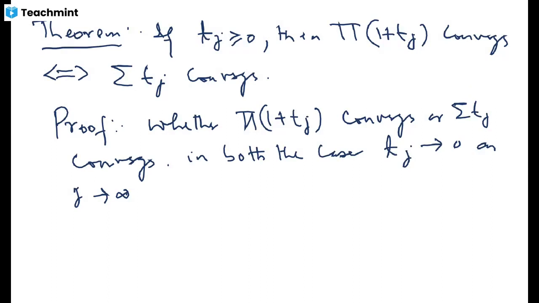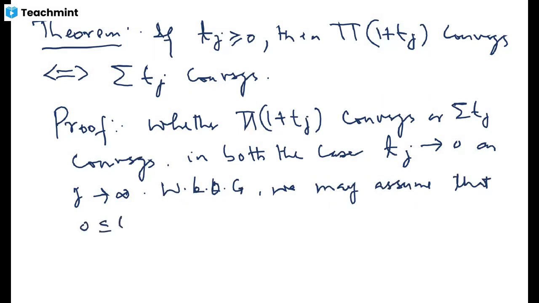So, क्योंकि tj is always near to 0, so without loss of generality, we may assume, क्योंकि tj is always near 0, it is quite in a neighborhood of 0, we may assume that each tj lies in the interval 0 and 1. And this is it. Now we have an observation, there is an estimate.